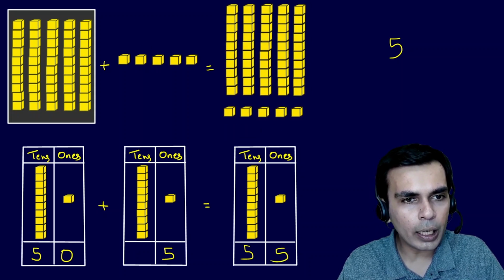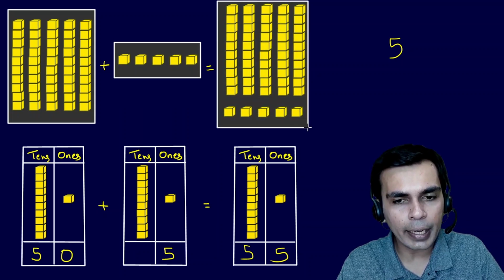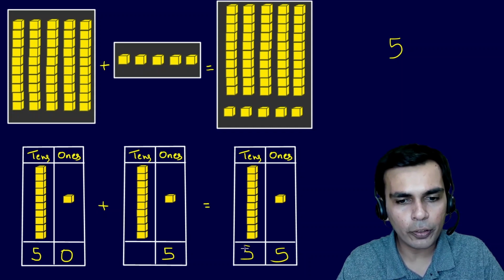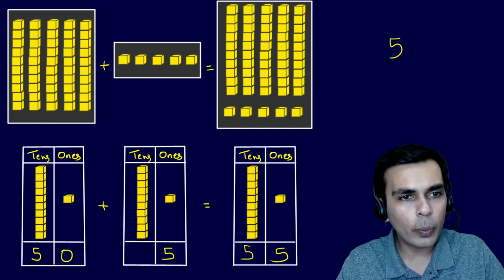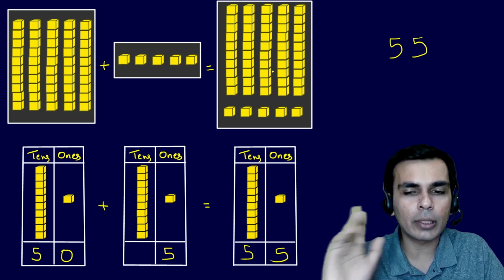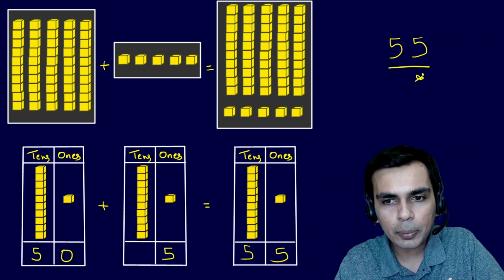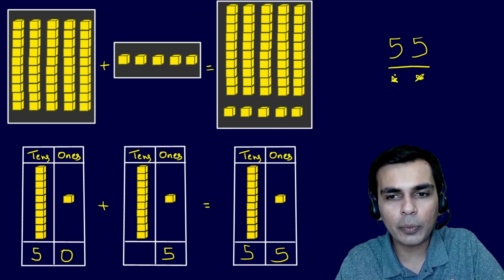So this would be 5 tens and 5 ones, which makes a total of 5 and 5. So the way I would write it is 5 and 5, which is 55. We'll discuss the names later. But understand that we are using the same symbol again. This is the first position, which is the ones. This is the second, which is the tens.